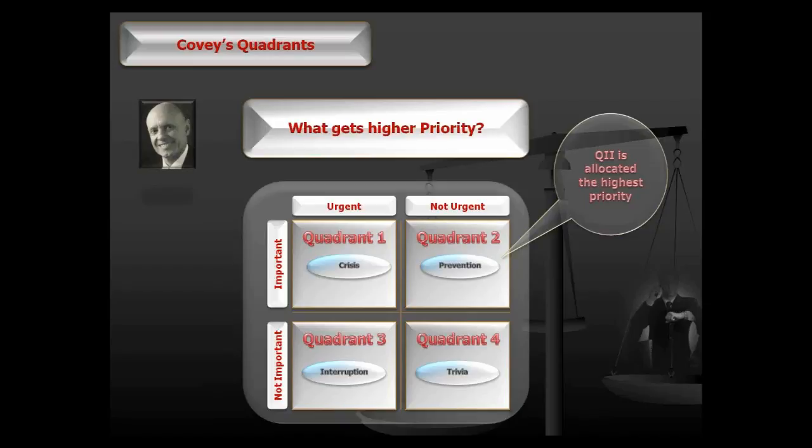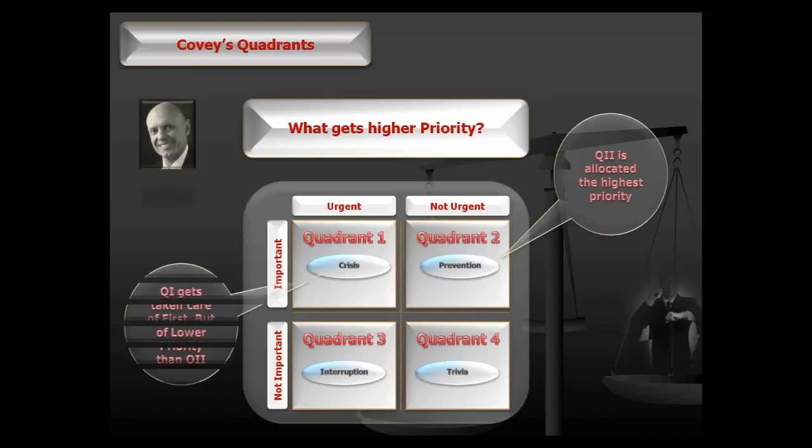crisis mode. Now, what's interesting is that quadrant 1 actually gets taken care of first. However, because it's of a lower priority than quadrant 2, it gets less time allocated towards it, less resources, and less inputs in general. But it needs to get taken care of first. So again, quadrant 2 gets the highest priority.